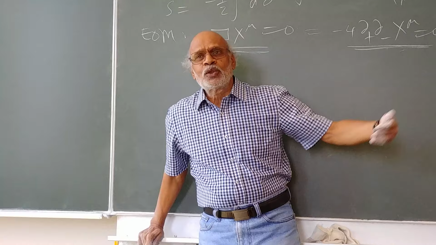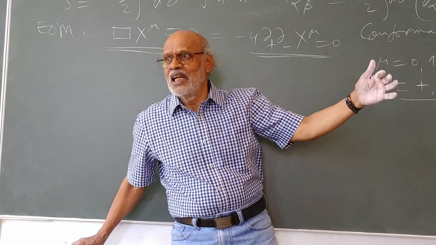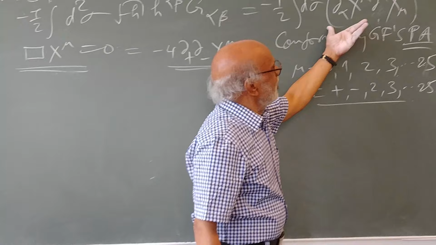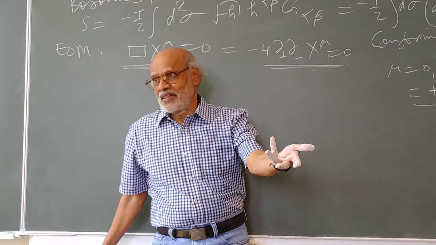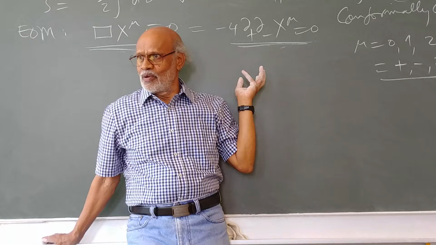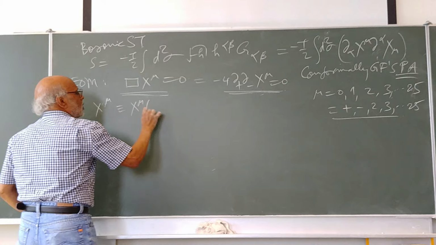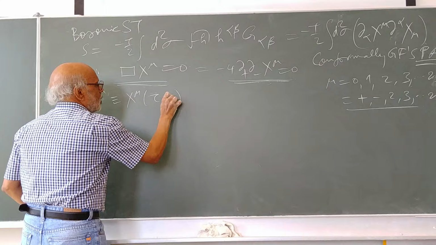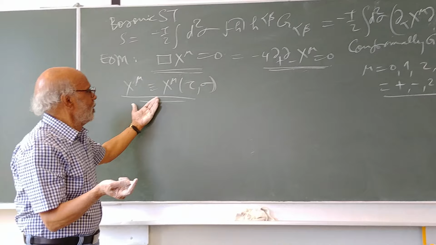Okay? So, what is this? And there is no term corresponding to the mass of x mu. So, what is actually there? This x mu is a massless scalar field on the world sheet, but it's a vector field on the target space, or the space-time manifold. So, because this x mu depends on tau and sigma, and as I said, I could consider x mu as a sum of waves that move to the left and waves that move to the right.